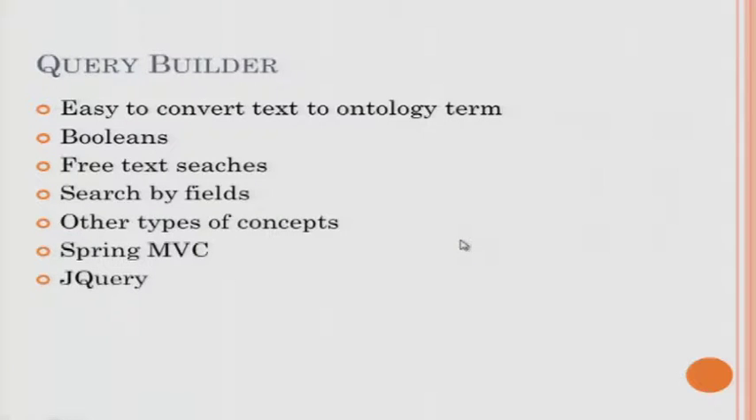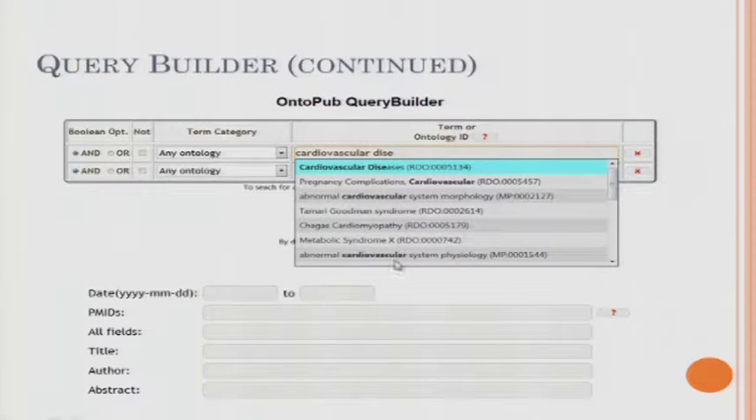To make it easier for users to use the Solr index, we built a query builder. The query builder can convert text into ontology terms. So the query will all be concept based, but also supports Boolean queries, and free text search similar to the PubMed search engine. Users can also search by fields, like inside titles, abstracts, or authors. And we also support other concepts such as mutations, SNPs, variants. The query builder uses the Spring MVC framework, and the user interface is created using JavaScript and jQuery.